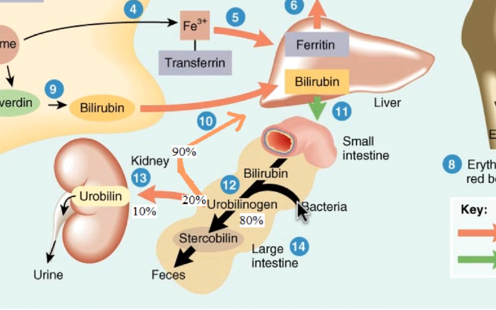Inside the large intestine, we have a bunch of bacteria. This bacteria is going to break down this bilirubin and change it to another pigment called urobilinogen. The majority of urobilinogen is going to stay inside the large intestine, and it's going to turn into stercobilin, and stercobilin is going to give the color of the feces. However, 20% of this urobilinogen is going to pass through the wall of the large intestine and get to the blood, and inside the blood it is going to get oxidized and turn into urobilin. Urobilin is a pigment that's going to give the color of the urine.